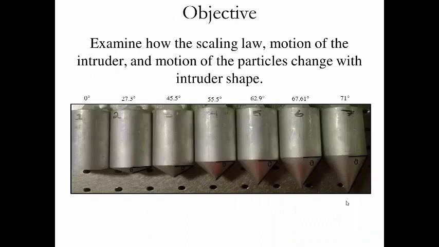So basically my objective this summer was to examine how the scaling law, motion of the intruder, and motion of the particles change with intruder shape. And below you can see all the intruders I used. I used 7 intruders. They were cylinders with cones at the end that varied in angle, and I labeled them by the different angles, how pointy they were generally.